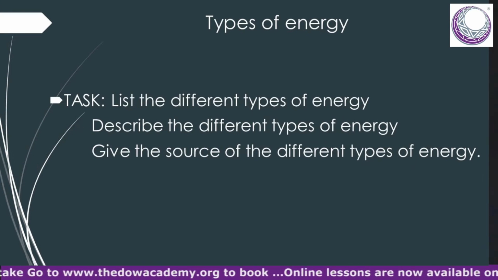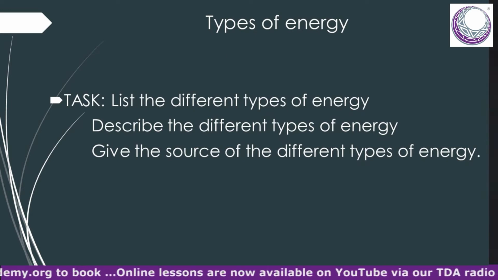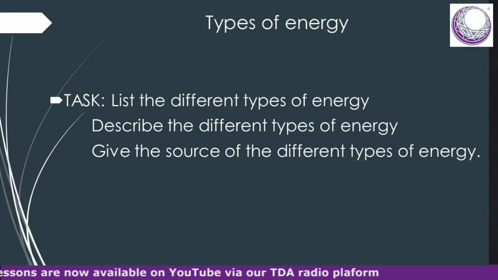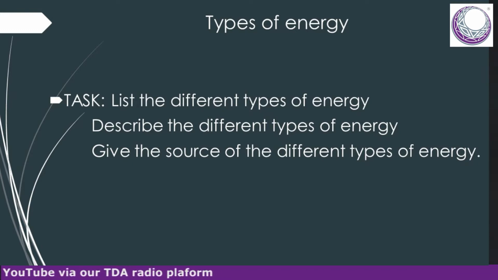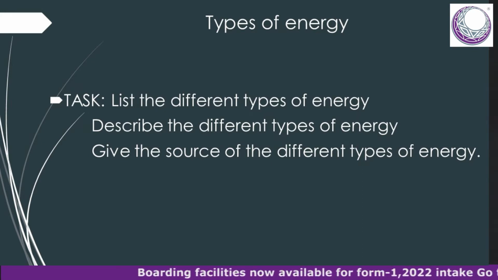As usual in our lessons, we are starting with a task that you need to do before you move on to the lesson, just to show that you are ready for the lesson. Our task here is to list the different types of energy. From your background knowledge, you need to list and describe the different types of energy. Then give the sources of these different types of energy. So it's a pre-task that you need to do as you move into your lesson on energy. We move on.